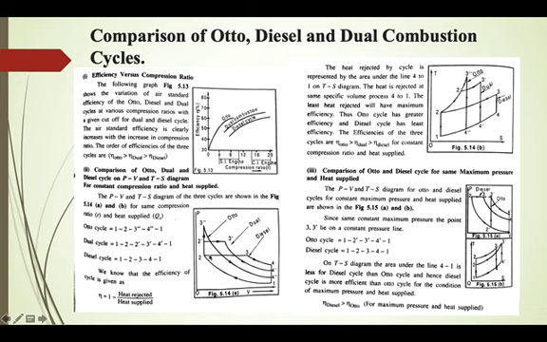Then 1, 2, 3 double dash and 4 double dash, that is the Otto cycle.